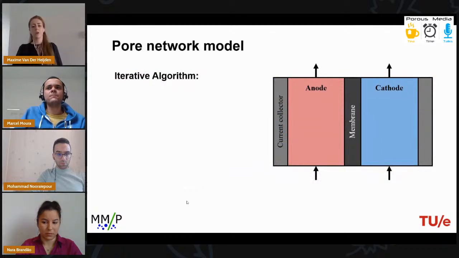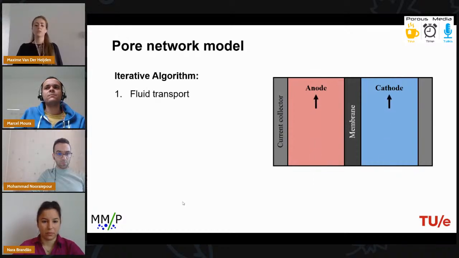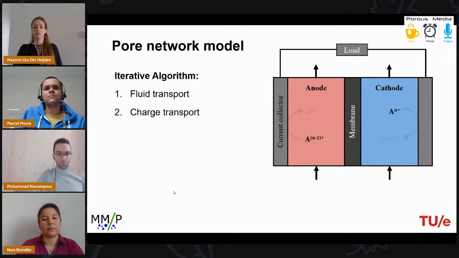Using an iterative algorithm, the performance of the system can be modeled, where the foundation of the model is based on three transport mechanisms. The first one is fluid transport, where in the experiments and model, the fluid is pushed through the electrode from the bottom to the top. The second one is the charge transport.